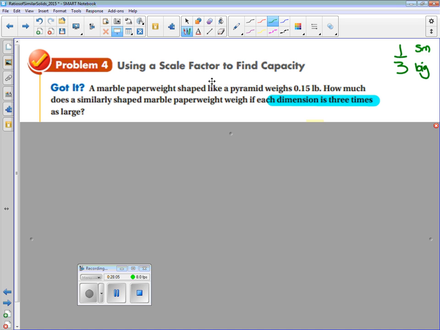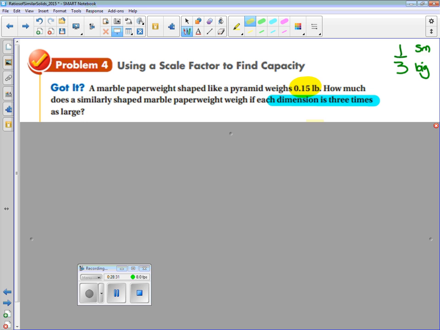What other information am I given in the problem? How much the small one weighs. The capacity, in a way, of the smaller one. Okay. Am I going to use the 1 to 3 to solve my problem? No. Well, I'm going to use it, but that's not the ratio that is in my problem. What is the ratio I want?